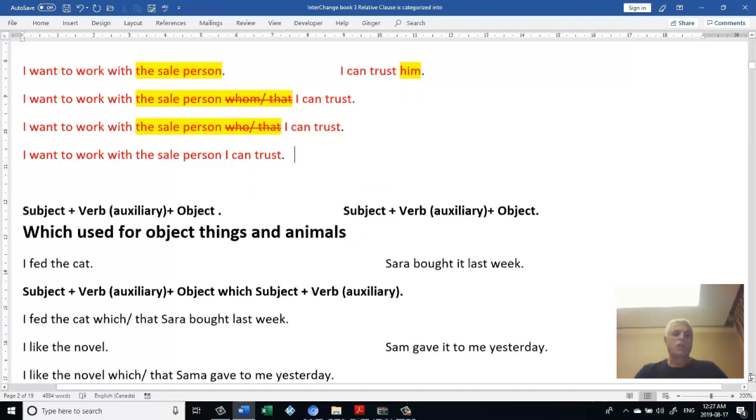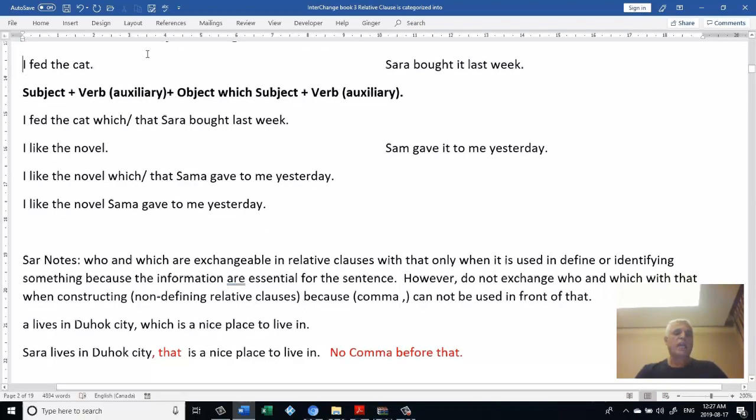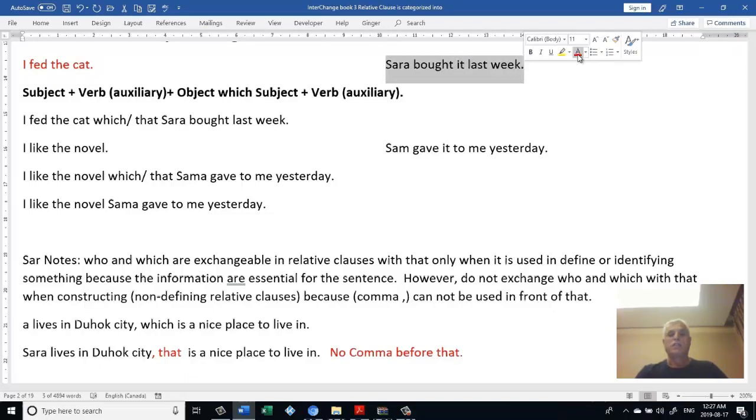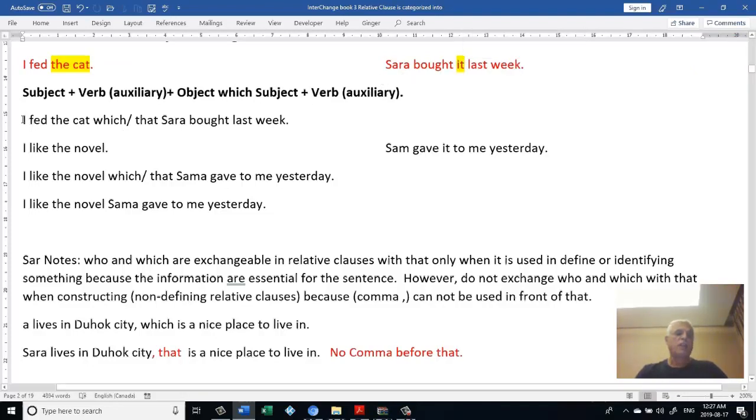Now let's go to when we use which as the object describing things or an animal. For example, I fed the cat. That's my first sentence. The second sentence, Sarah bought it last week. That's my second sentence. If we look at the common word between the two, we have the first one, the cat, which comes as the object. Here we have the same thing, it, referring to the cat as the object. Then we have the two as one sentence. We say, I fed the cat. Then we continue with the pronoun, which or that Sarah bought last week.